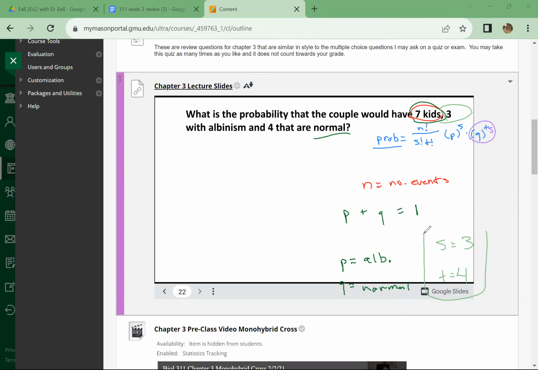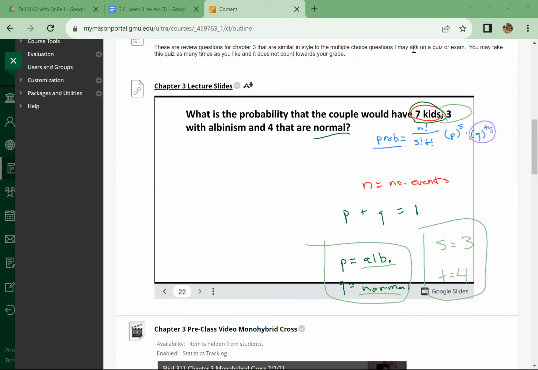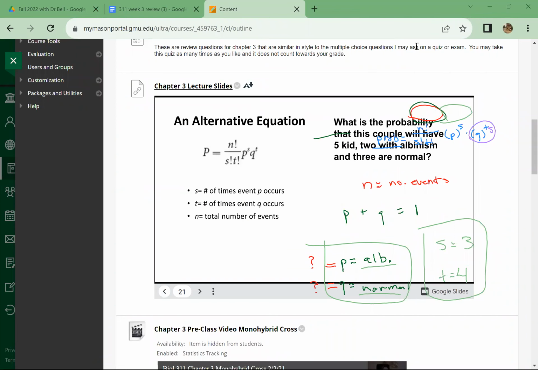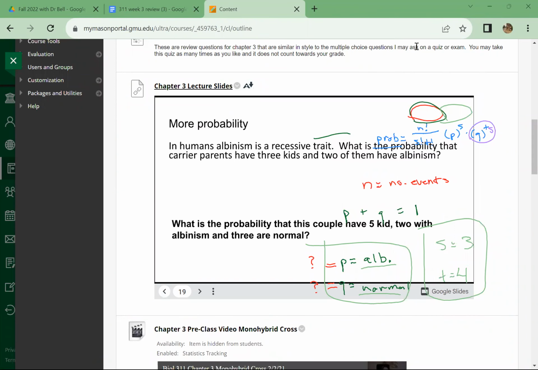So we have S and T, but the one important thing that we haven't mentioned so far is what P and Q are. We know what events are associated with P and Q. P is associated with an albinistic child and Q with a non-albinistic child. But what we need is to find the actual value of P, what the probability actually is. And that must be in the previous question. Hopefully, maybe, please.